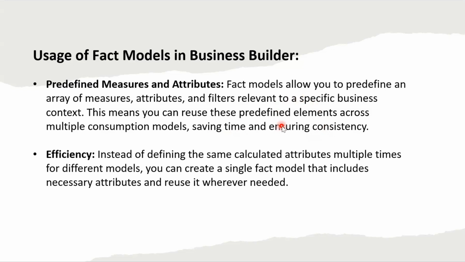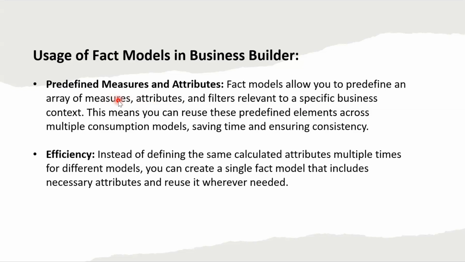So when you are defining your consumption model, for example, in sales orders we have cleared items and open items. Now you need two different reports, one for cleared items and one for open items. Accordingly, you can create two fact models, one for cleared items and one for open items, using a filter option. Similarly, an attribute is nothing but a dimension, you can say. So whatever attributes you need for your data insight, you can define in your fact model, and you can reuse that in your different consumption models.